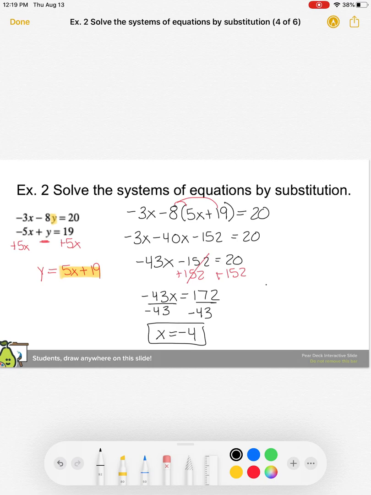Okay, now we can go back to any of the original equations, or we can use the one that I have highlighted here. So y equals 5 times negative 4 plus 19. So that gives me y equals negative 20 plus 19. So y equals negative 1. So if I was going to write my ordered pair for like an ordered pair point, I would say negative 4, negative 1 would be the ordered pair. All right.